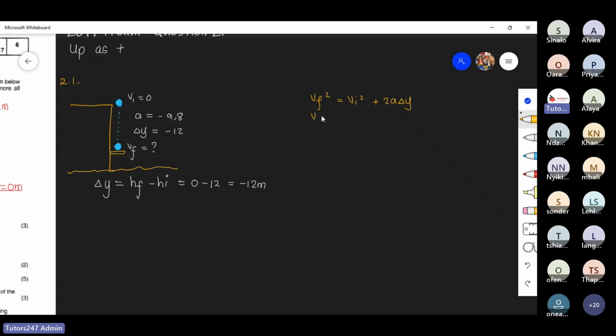We are now going to substitute for Vf, which is still Vf as it is unknown. Next, we'll substitute for Vi, which is 0. So we have 0 squared. Next, we can substitute for our value of A, which is negative 9.8. And finally, our displacement value of negative 12. From here, we can put the entire right-hand side into our calculator, and that will give us a value of 235.2.